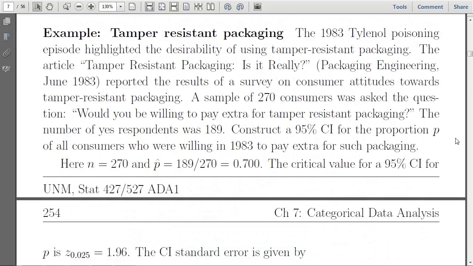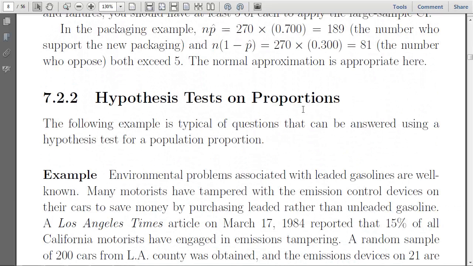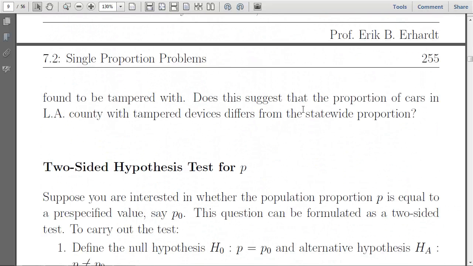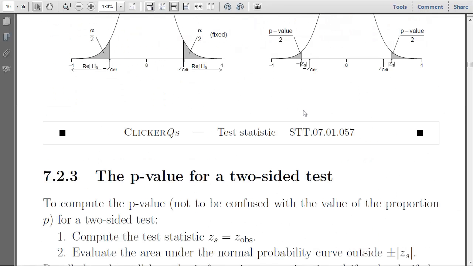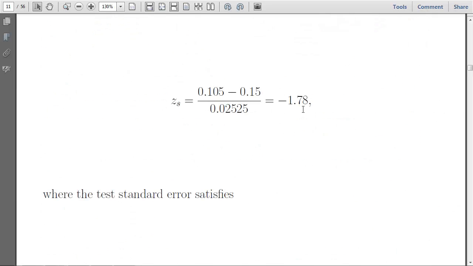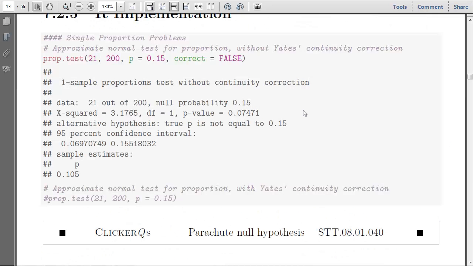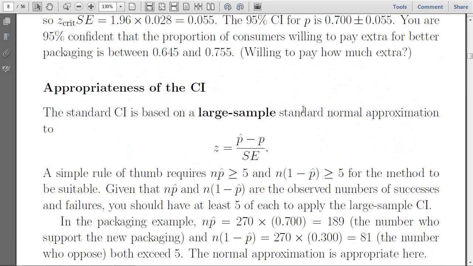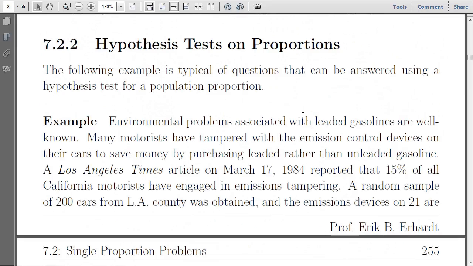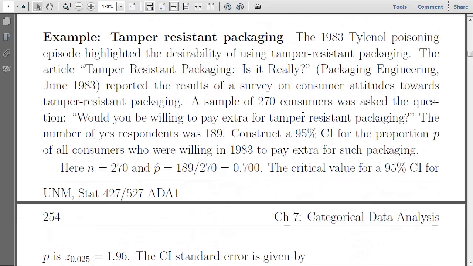All right, so let's look at an example. We're going to do this by hand. We're going to do the confidence interval. We're going to do a hypothesis test, and then we're going to come back, I believe, and implement this in R at the end. So that's where we're going. Here we are.